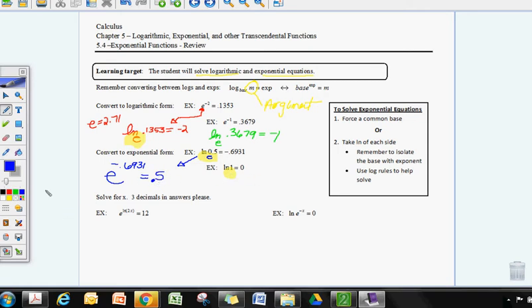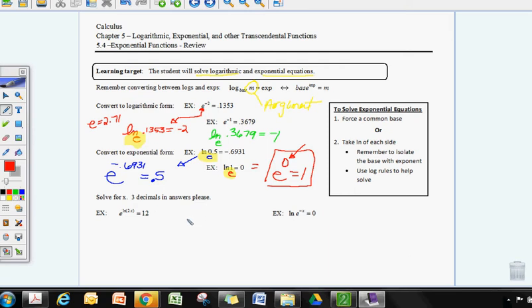Same way here. I know that this base is an e, so this is e to the 0 power equals 1. This is a fact that we know. What's anything raised to the 0 power? Okay, so solve for x, 3 decimal places in your answer, please.